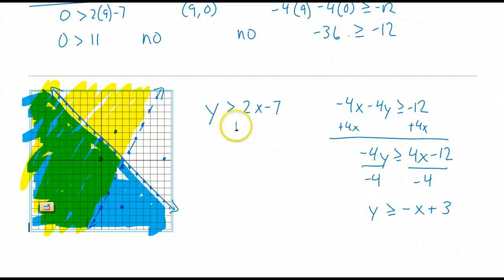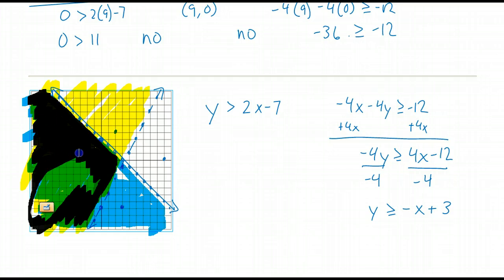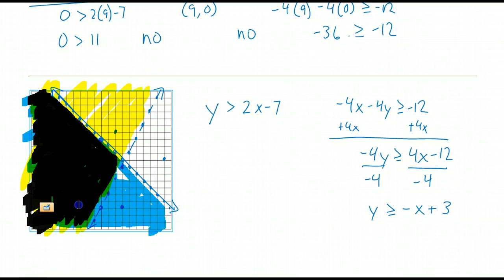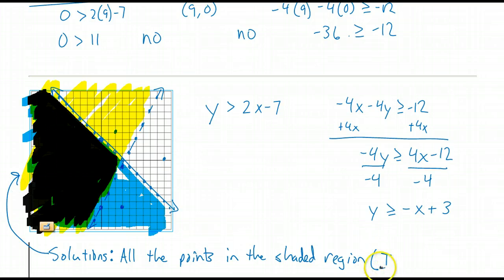So if I'm looking for all of the solutions to this system of inequalities, I want all of the points in that overlapped region. So I'm going to shade that region in nice and dark so I can tell that this is where all my solutions are. So I have an infinite number of solutions, and they're all the points in this shaded region. Any ordered pair that's in this region is a solution to this system of inequalities.